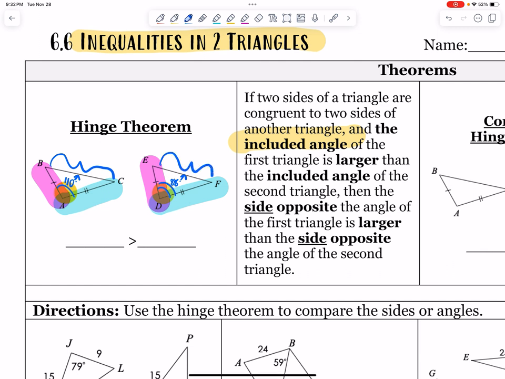So here's what that tells us. That tells us that BC is going to be greater than EF. BC is going to be greater than EF, and we know that because 110 is opened wider than the 88 degree. Angle A is larger than angle D, and so side BC is going to be greater than side EF.